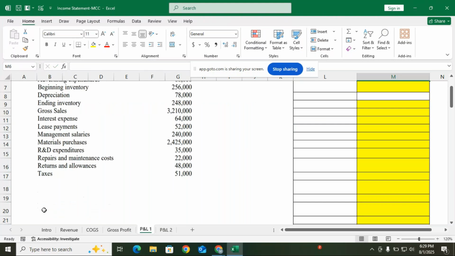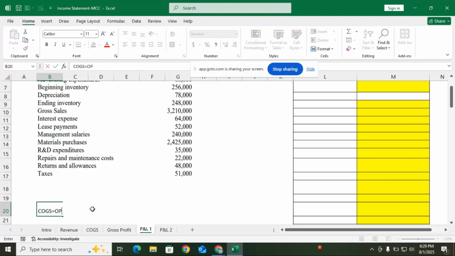Here I'll show you the calculation. What is COGS? Equals to opening stock plus purchases minus closing stock.